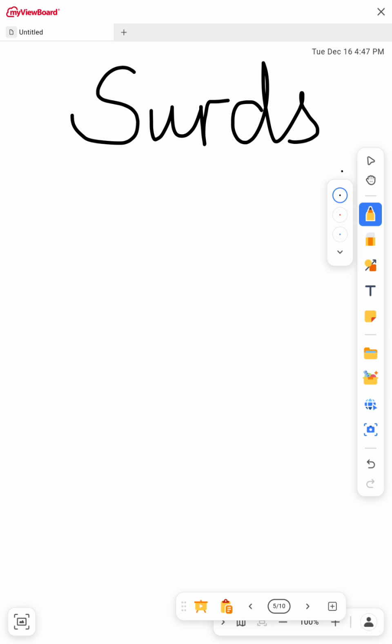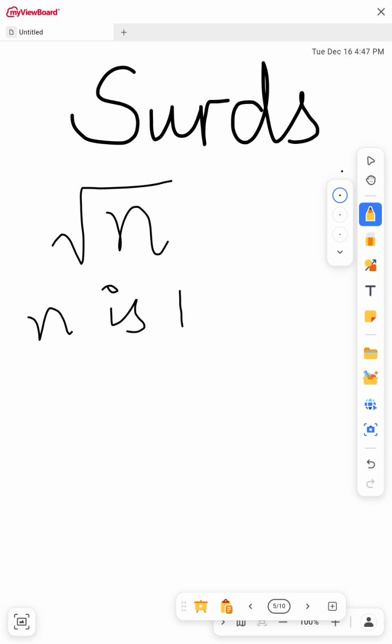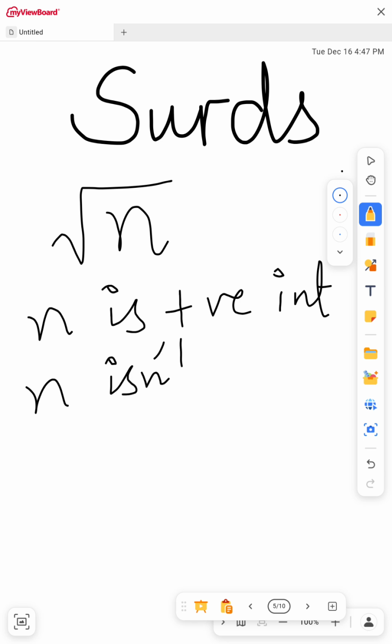Now, a surd is an irrational number of the form square root of n, where n is a positive integer and it is not a perfect square.